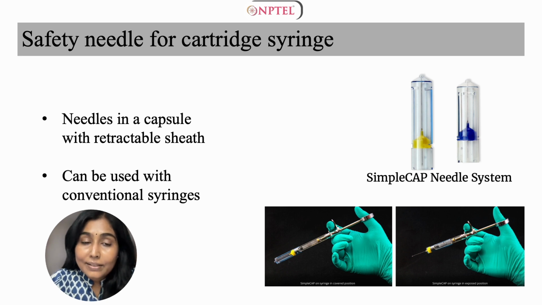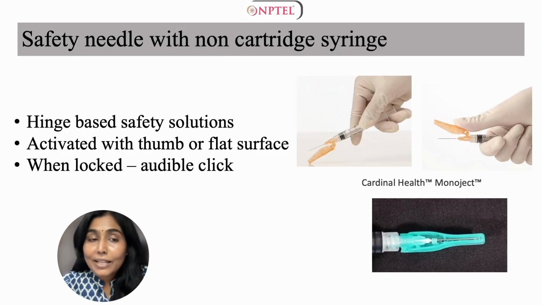When used, the retractable sheath is pulled inferiorly, like what is shown here. When not in use, the sheath is pulled anteriorly to be disposed of. The biggest advantage is that these needles can be used with conventional syringes. Another type of safety needle which can be used with a non-cartridge syringe is what is shown here. These are hinge-based safety solutions, and these are activated with a thumb or a flat surface. And these elicit an audible click when they are locked, ready to be disposed.